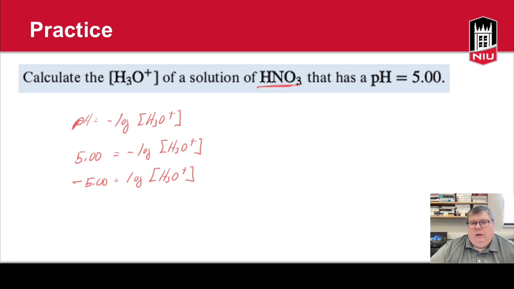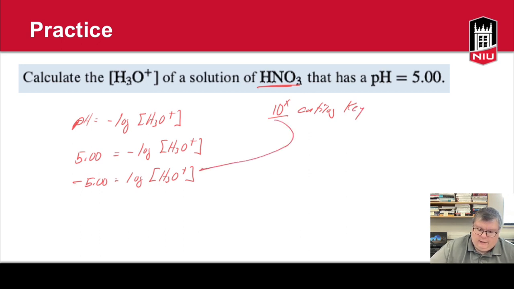From that, I'm going to use the anti-log. The anti-log button is usually found on your calculator above the log. You usually hit second log to get the anti-log, or it might say something like 10 to the x. So that is the anti-log key.